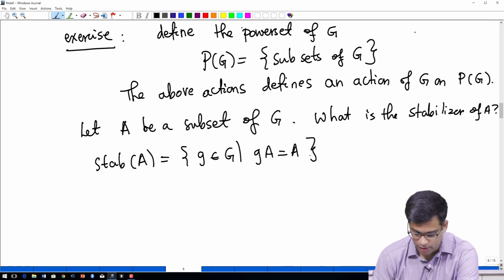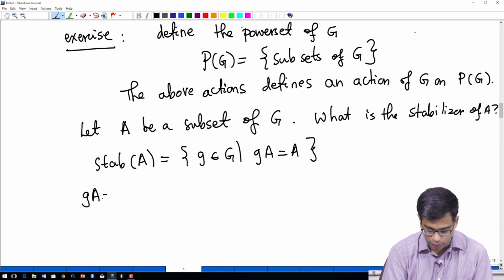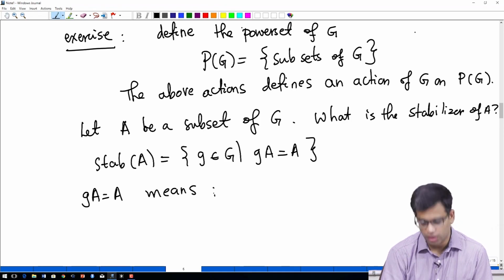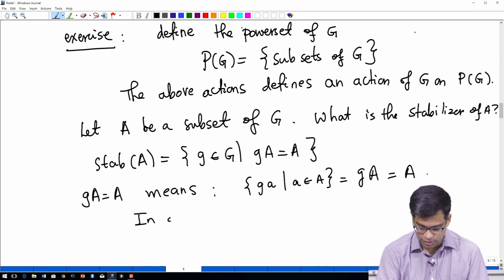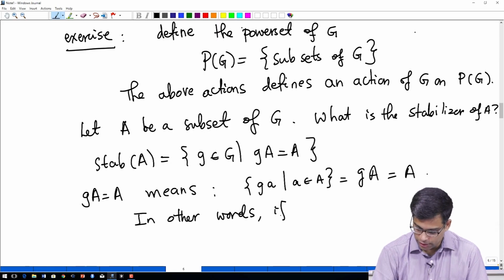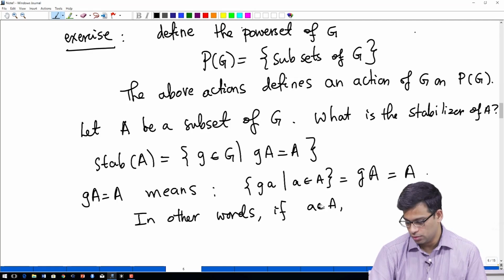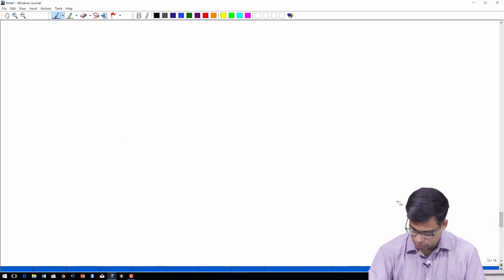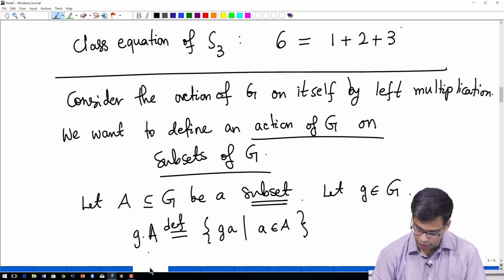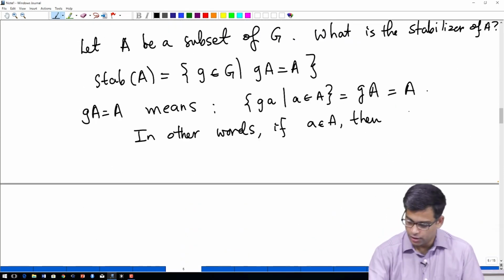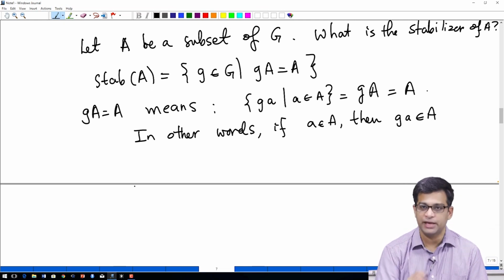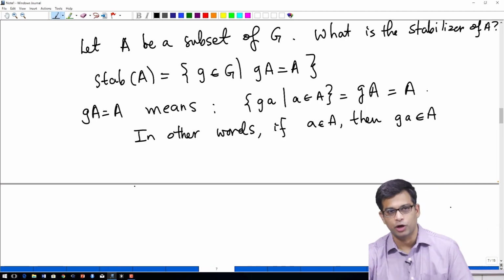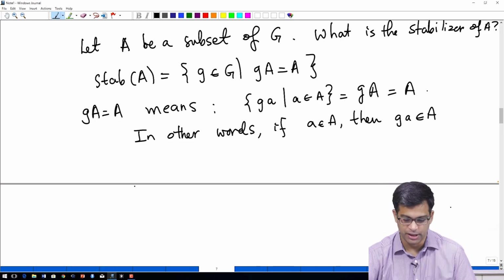So, stabilizer is this. I want to stress here that gA equal to A means the set gA, as a varies in A, is A. In other words, if a belongs to A, then ga also belongs to A. This is the meaning of small g stabilizing capital A. It must have the property that if small a belongs to capital A, then ga belongs to capital A, and then we say that it stabilizes capital A.